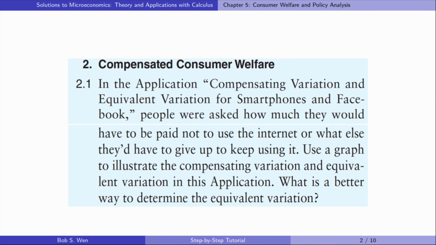Let's find answers to exercise 2.1. In the application, compensating variation and equivalent variation for smartphones and Facebook, people were asked how much they would have to be paid not to use the internet, or what else they would have to give up to keep using it. Using a graph to illustrate the compensating variation and equivalent variation in this application, what is a better way to determine the equilibrium variation?